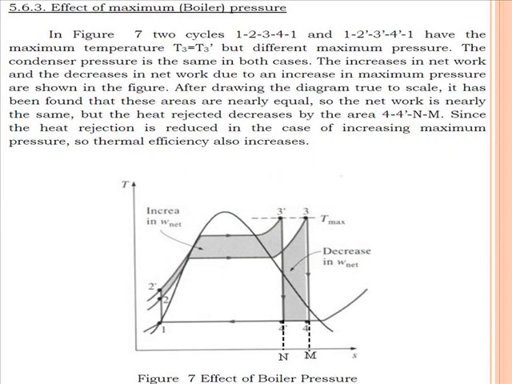Now we have to discuss what is the effect of rise in boiler pressure. In figure number 7, you can see we are increasing the boiler pressure, but definitely we will keep the maximum temperature same. That is, the initial cycle was 1 2 3 4 1. Now the cycle is 1 2 2 dash 3 dash 4 dash 1.